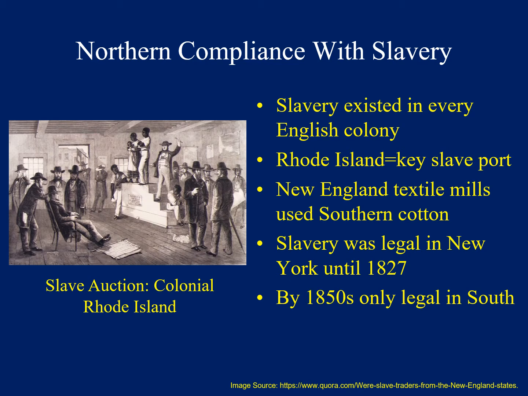Those New England textile mills, well, as they were producing clothes and things like that, they used Southern cotton produced by slaves on huge plantations. And in a state like New York, a lot of people think, well, slavery didn't exist there because it was in the North. Well, slavery was legal there until 1827. However, by the 1850s, slavery was only legal in the region of the American South. However, there still was Northern compliance when it came to slavery.